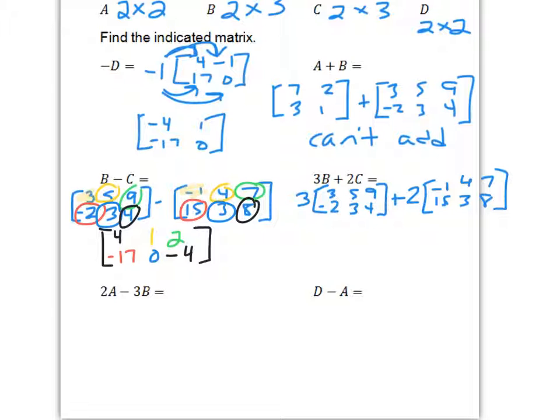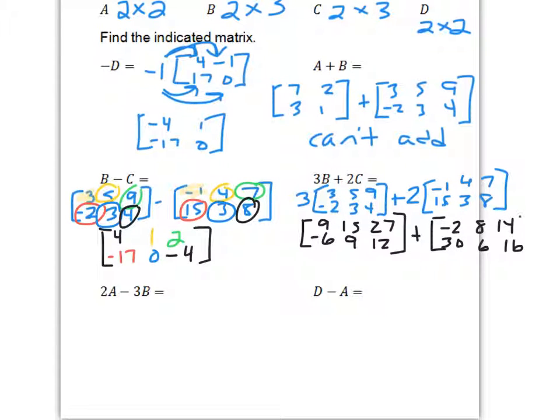For the next problem, the first thing we need to do is multiply by our scalars. So when I multiply 3 into these, I get 9, 15, 27, -6, 9, and 12. Plus, multiply everything by 2: -2, 8, 14, 30, 6, and 16. And now we add those together by adding the corresponding elements.